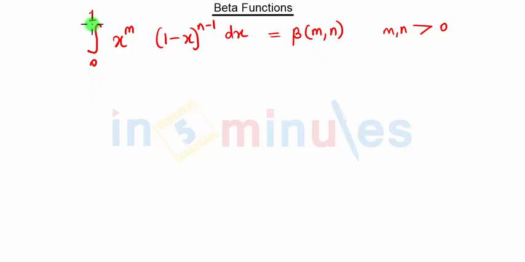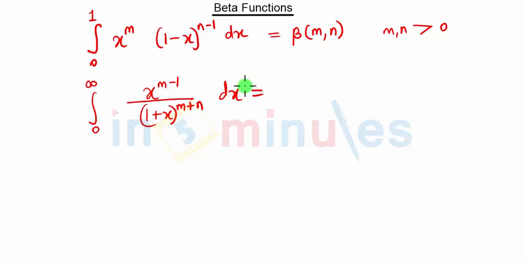Here we have limit 0 to 1. We also have limit 0 to infinity. In that case, our equation should be x raised to m minus 1 upon (1 plus x) the whole raised to m plus n, into dx. If we have limit 0 to infinity, then our equation should be in this form. Then it is called beta of m comma n.